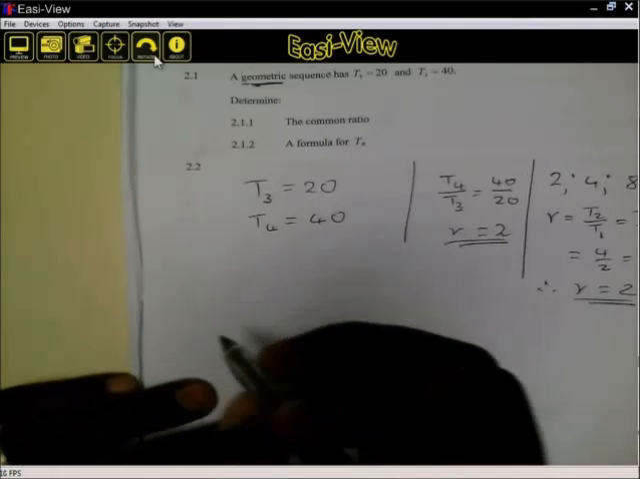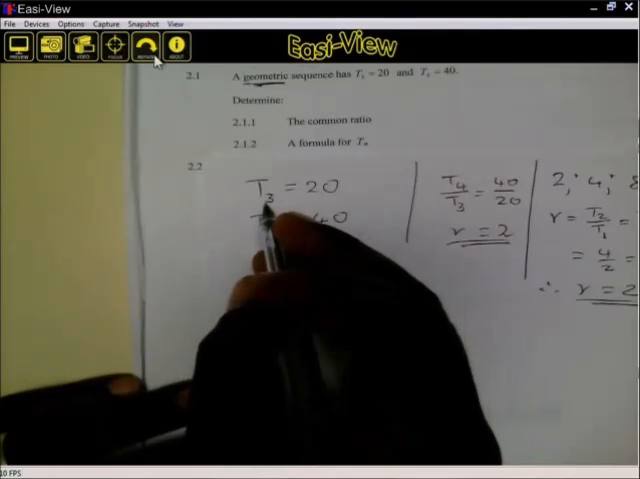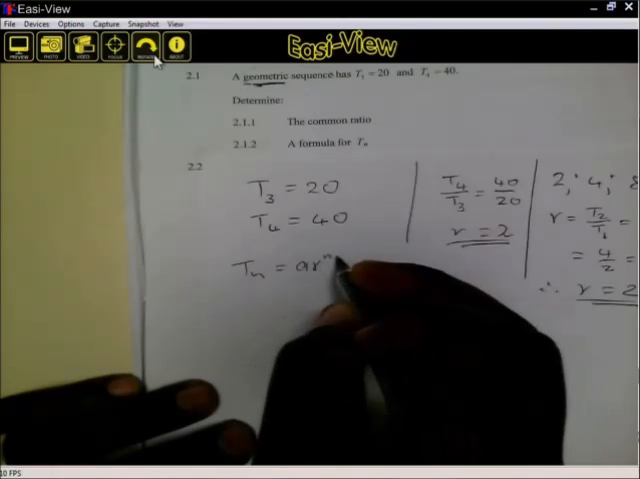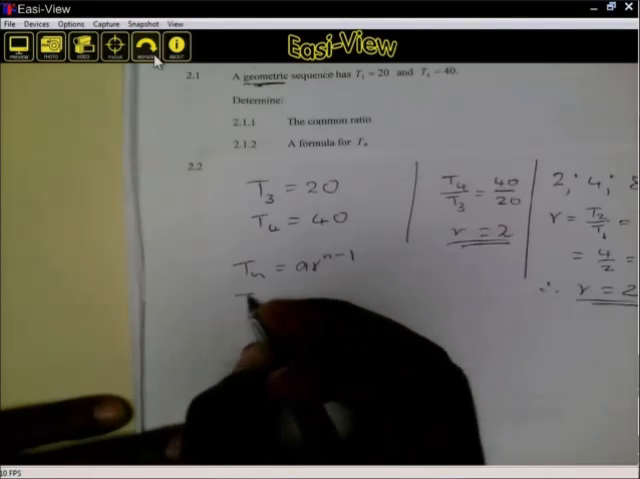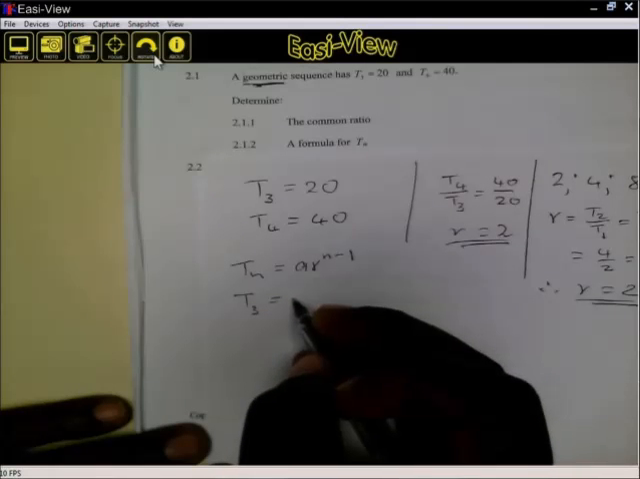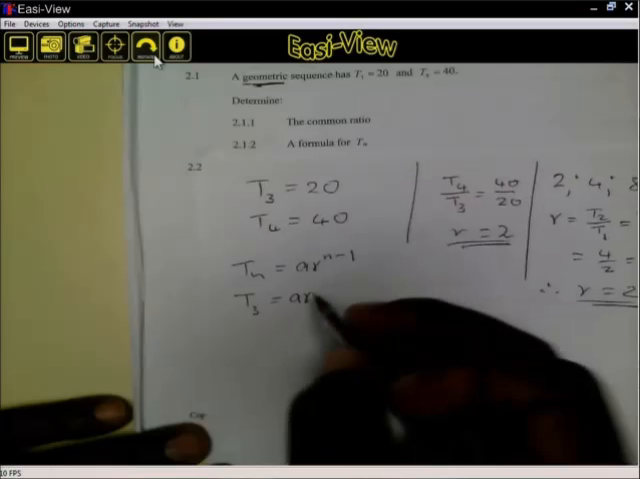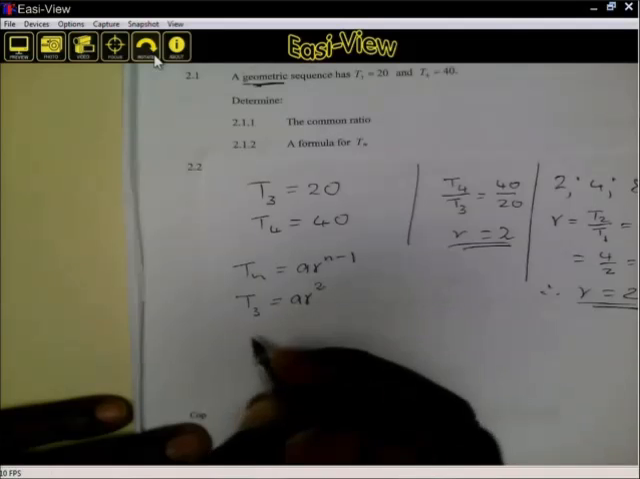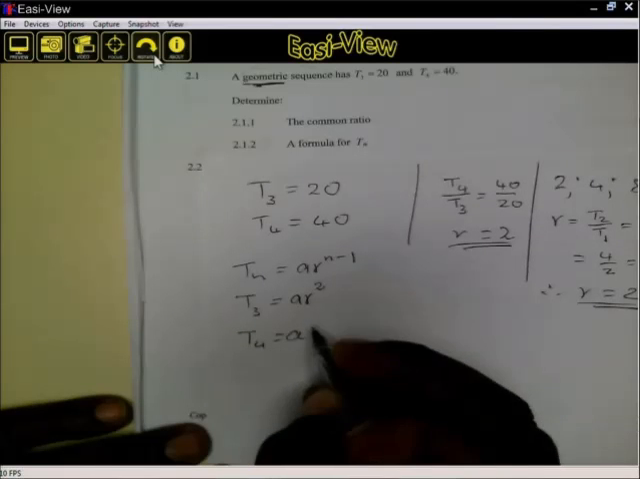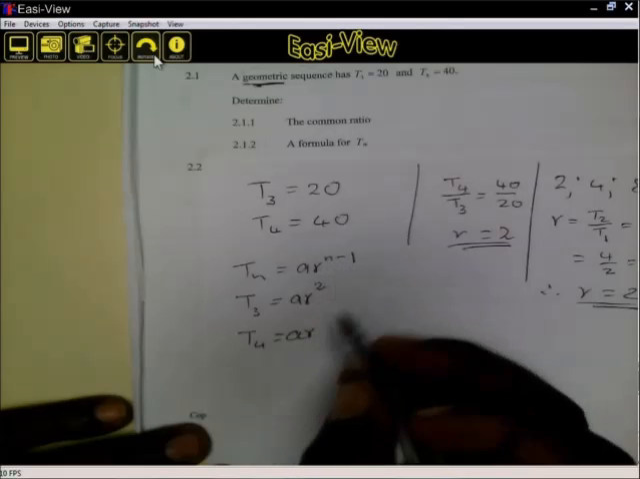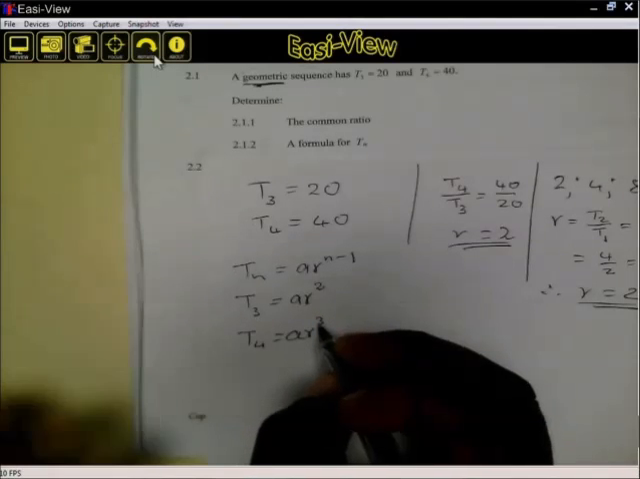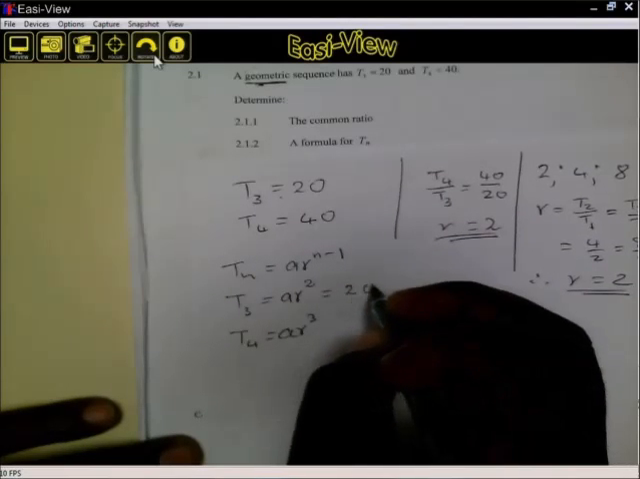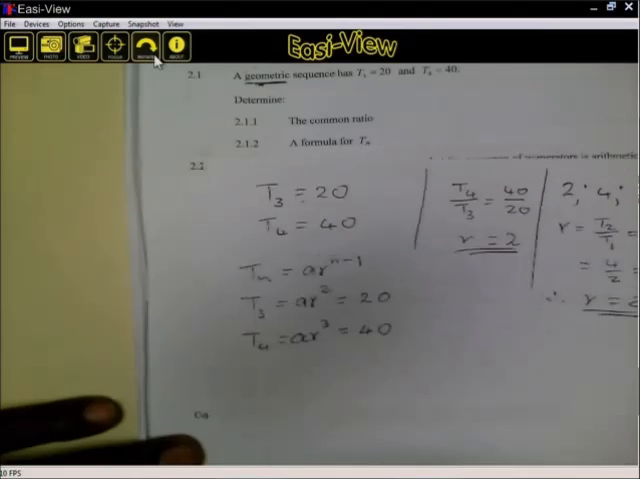Or we can write down the formula for term number 3. Remember, Tn is equal to AR to power n minus 1. And for T3, it means we will have AR to power 3 minus 1, and that will give us AR squared. And for T4, it will be the same thing. It will be AR to power 4 minus 1, and that will give us AR cubed. Now, looking at the values here, T3 is equal to 20, and T4 is equal to 40.